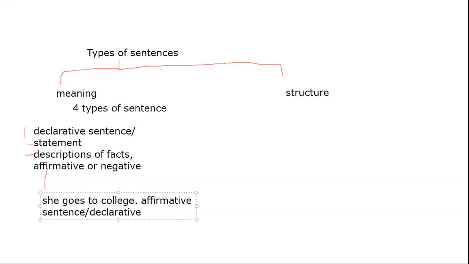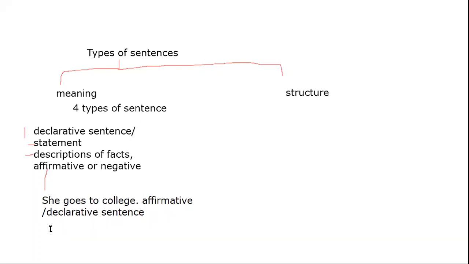It's a declarative sentence which is affirmative. ठीक है? So it's sentence type कौन सी है? Declarative sentence है. और है क्या ये? Affirmative है. ठीक है? Positive sentence है. She goes to college. वो कॉलेज जाती है, ये affirmative sentence है और किस टाइप है सेंटेंस की? Declarative sentence है. ठीक है ना?